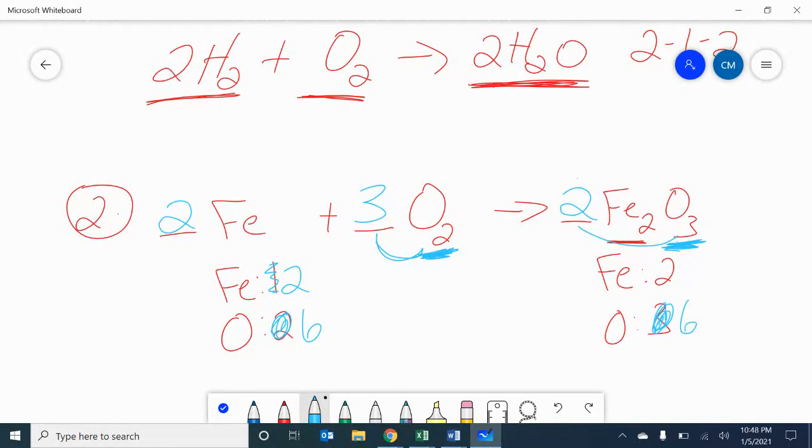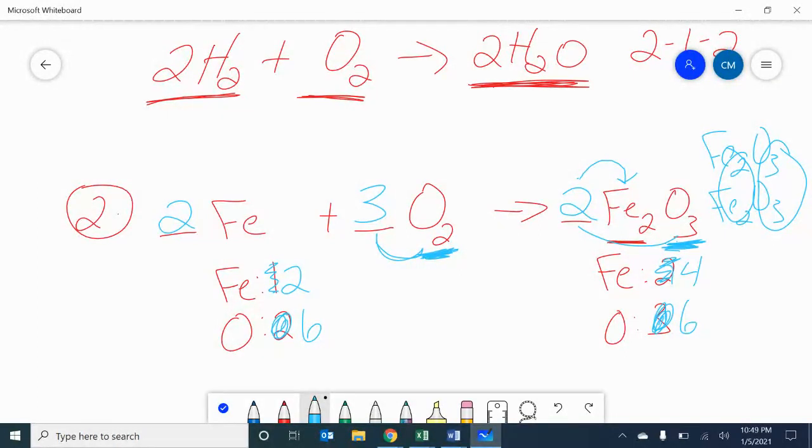But when I put this 2 here, it also affected the iron, right? Because it affects everybody right after it. So Fe2O3, I just made 2 of those. So that's where I got my 6 oxygens. But 2 times 2 is 4 irons. So now I just made 4 irons.